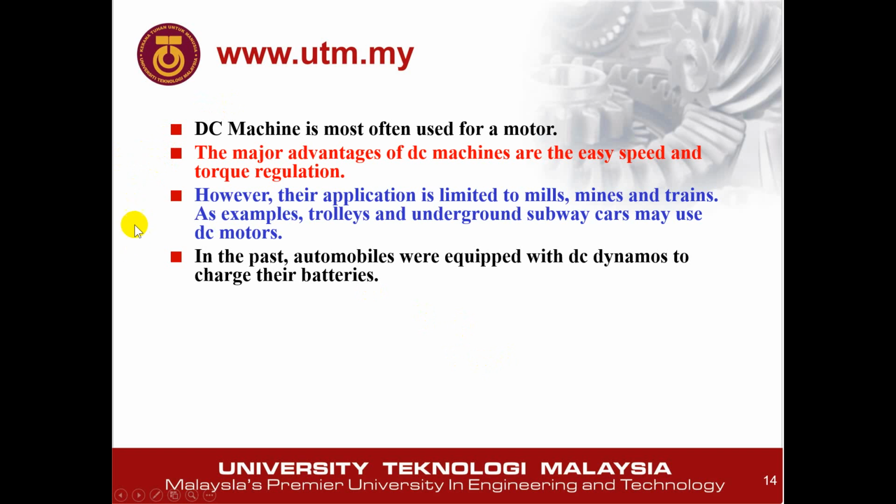And the application is limited to mills, mines and trains. Okay, for example, trolleys, underground subways, and cars use DC motors. Okay, this one is an application, not a disadvantage. Usually the disadvantage is the higher maintenance cost because you have to change the DC brush. So the disadvantage of a DC motor is that the maintenance cost is quite high.